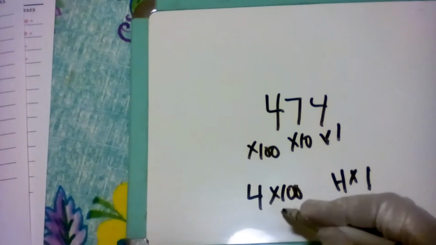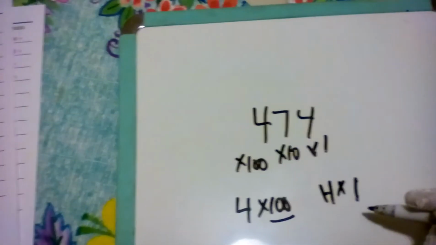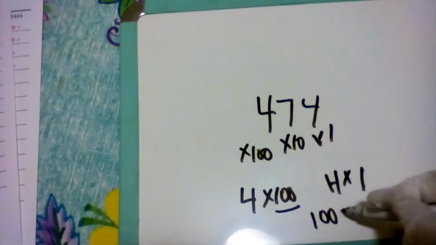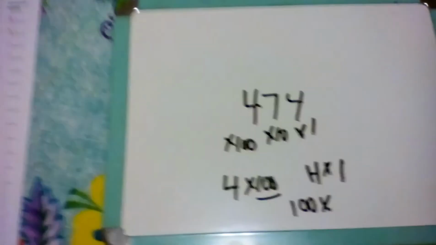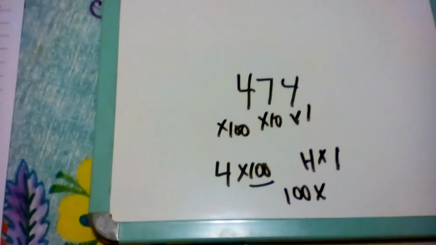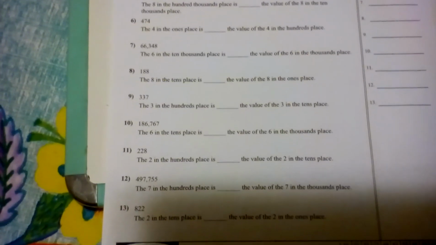So how many times more is the 4 in the hundreds place than the 4 in the ones place? That's right, it's 100 times bigger. Whoa, really big. So let's try another problem. This is kind of how you have to look at it, and let's keep moving on to the next problem. So question 11, 228. The 2 in the hundreds place is blank times the value of the 2 in the tens place. So now we're comparing the 2s. Alright, so let's look at this with the board.